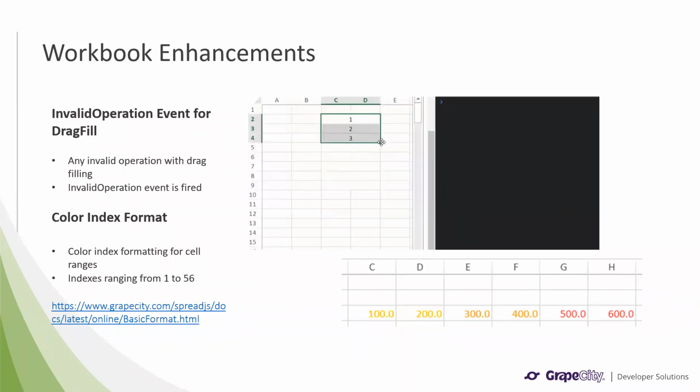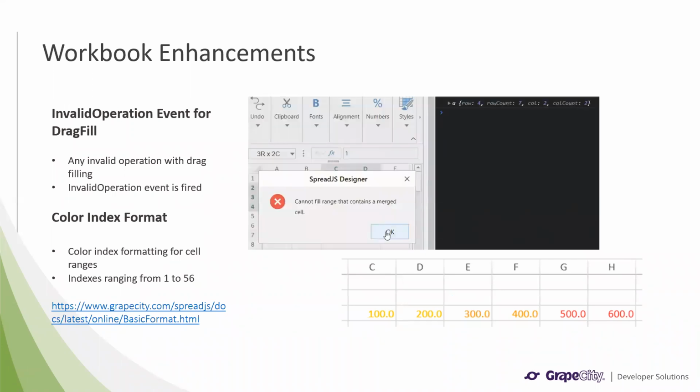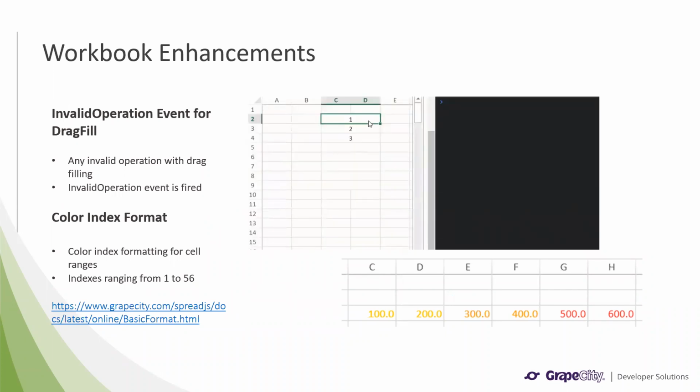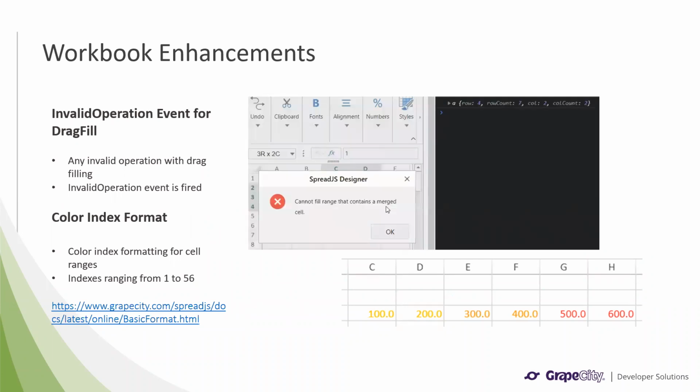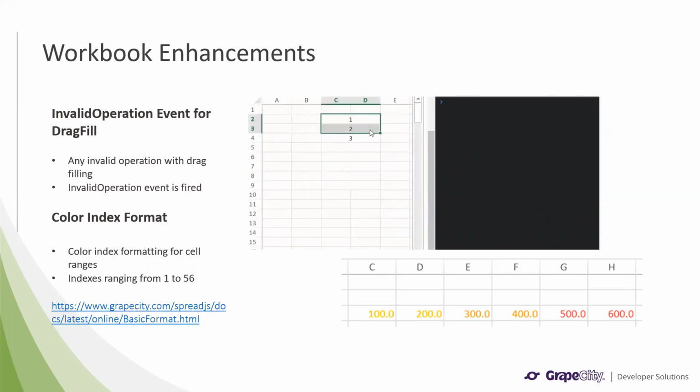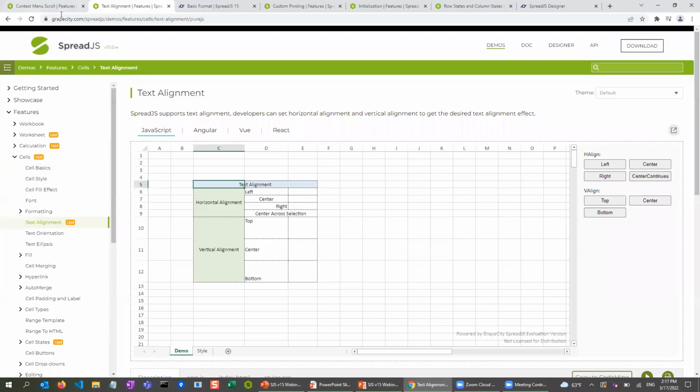The invalid operation event has also been enhanced to work with drag fill. So it will now fire when there's any invalid operation involving drag filling cells. Formatting cells now includes support for using color indexes ranging from 1 to 56. And I'll show you really quickly how that color index formatting works.